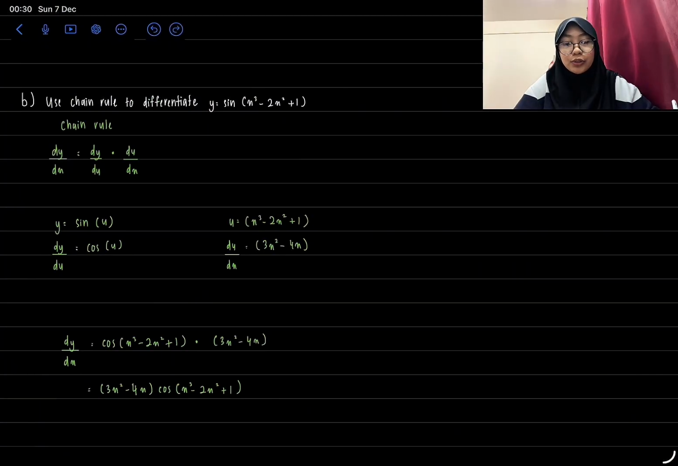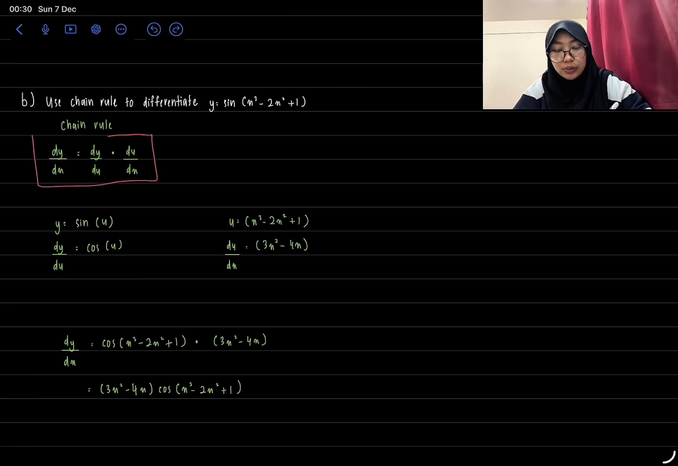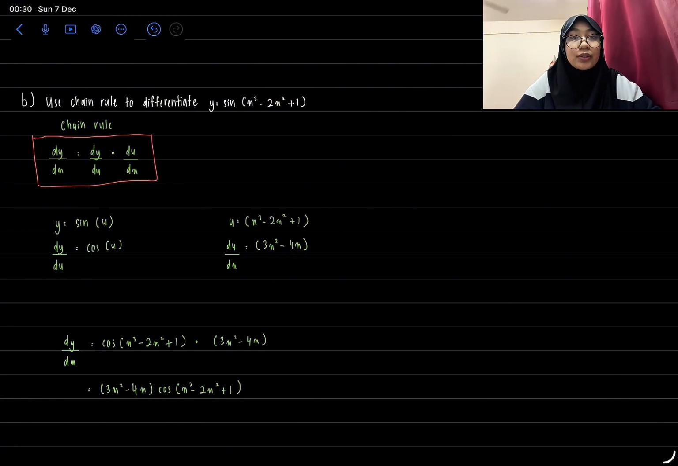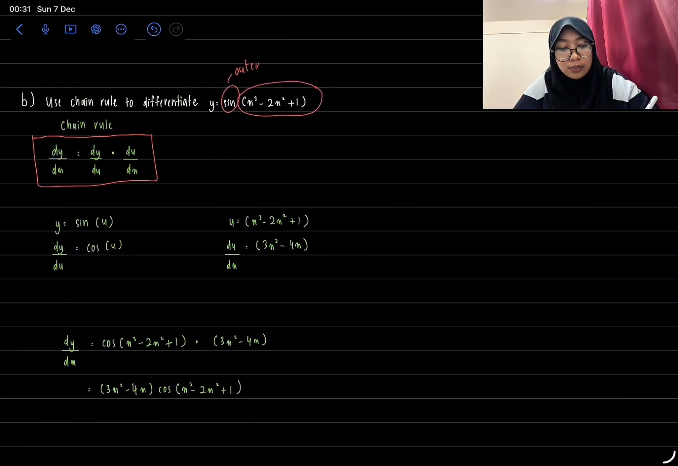B. Use the chain rule to differentiate y equal to sine of x cubed minus 2x squared plus 1. This question asks us to use the chain rule. The formula for the chain rule is dy over dx is equal to dy over du multiplied by du over dx. This means we need to differentiate the outer function first, then multiply by the derivative of the inner function. Step 2. We need to know which one is the outer and inner function. Our outer function is sine, and the inner function is x cubed minus 2x squared plus 1.